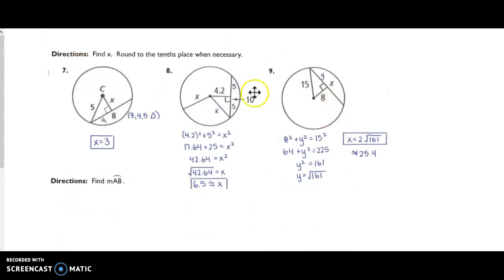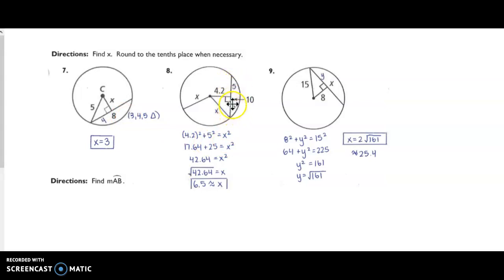Okay, and so here, a few examples to look at. We can safely assume that this is 4 because of the fact that it's 90 degrees to this chord. And so it splits the 8 in half to 4 and 4. Same thing here. If the chord is 10, then it splits it to 5 and 5.